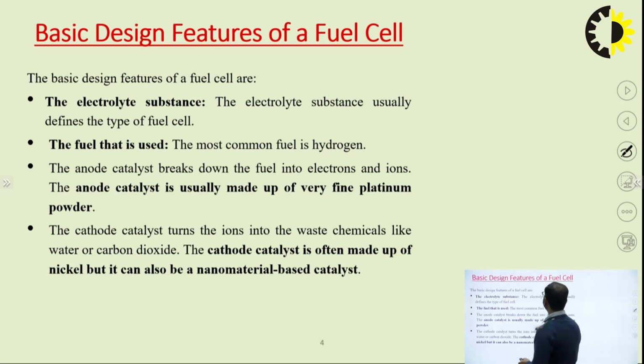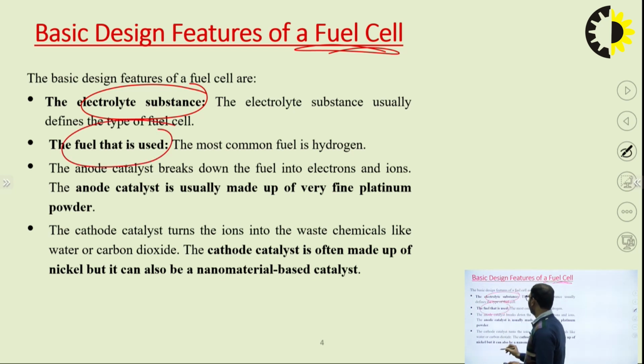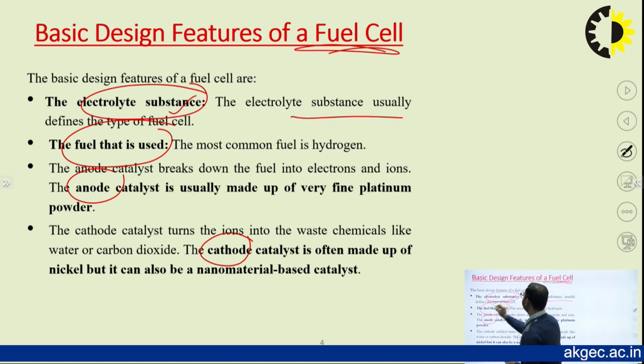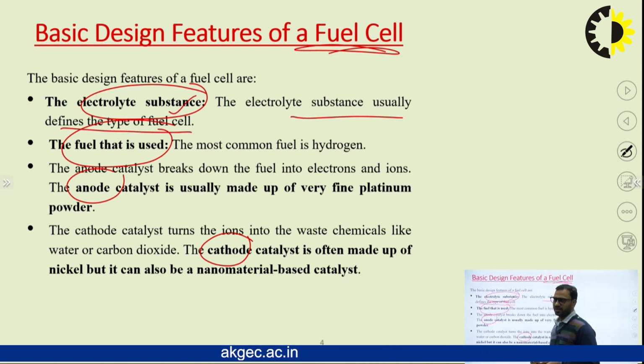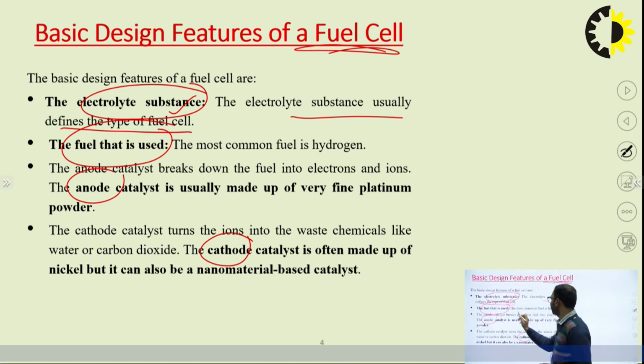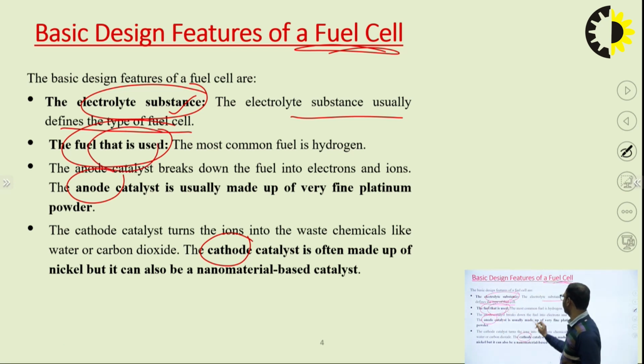Then what are the basic design features of a fuel cell? So the basic design features of a fuel cell consist of what is the electrolyte substance, what is the fuel that is used, what is the material for anode, and what is the material for cathode. So I will discuss one by one. So basically the electrolyte substance usually defines the type of fuel cell. And what is the fuel used in fuel cells? So the most common fuel is hydrogen.